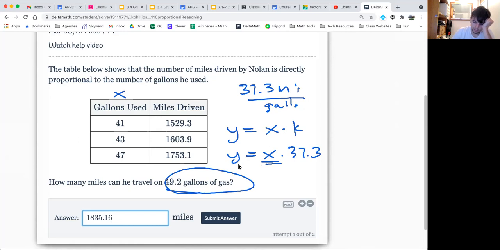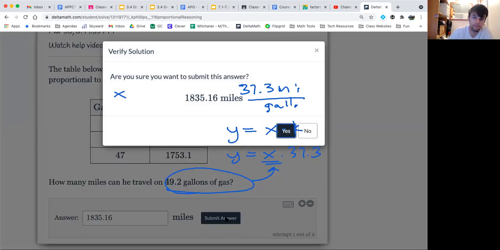49.2 times 37.3. And I end up with the same answer, 1,835.16. Kind of two different ways to do that. Again, doesn't really matter. I'm going to use the proportion method from here on out, but certainly a valid way to go about it by using the constant.